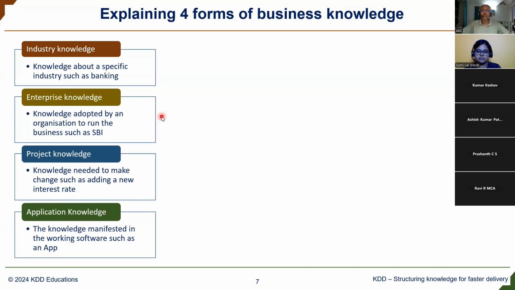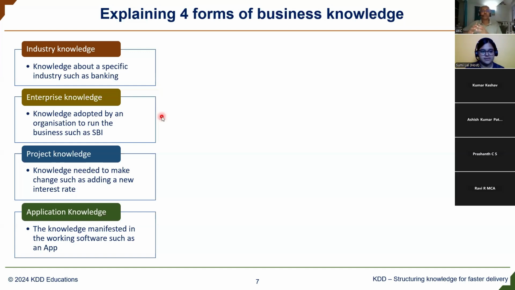Then comes the project knowledge. Project knowledge is typically within enterprise knowledge. If you need to modify something, or add something, or make something better, enhance some functionality or feature, then you work on a portion of the enterprise knowledge. That portion becomes project knowledge for that period, 6 months, 1 year, whatever period you work on it. And then finally it comes to application knowledge.